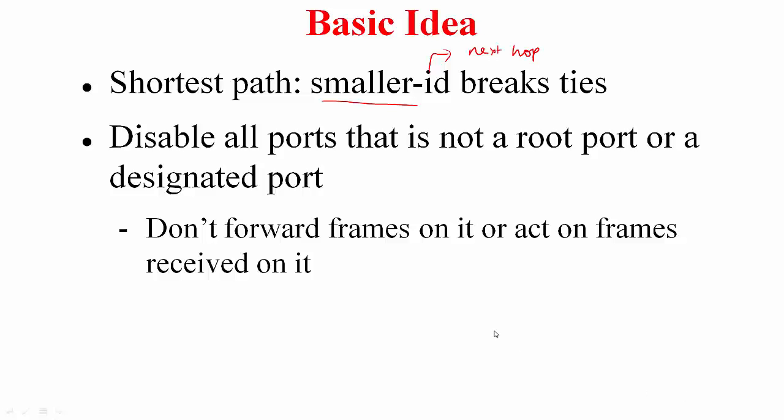Now that you have determined the root ports and the designated ports, we disable all ports at a bridge that are not a root port or a designated port. By disabling, I mean you don't forward frames on that port, nor do you act on frames received on that particular port. For all practical purposes, it is as good as the port is non-existent.